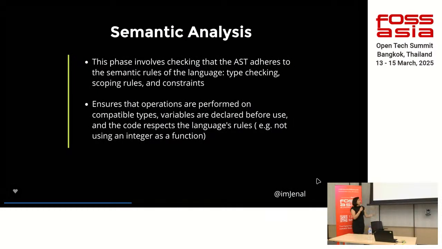So this is what it looks like. At this stage, type checking or type mismatching, constraints, and scoping rules are all being checked, and ultimately it ensures the operations are performed on compatible types, like a type mismatch. For example, it ensures that you are not using an integer as a function. If you do, the compiler will halt there and show that you are using a wrong integer.